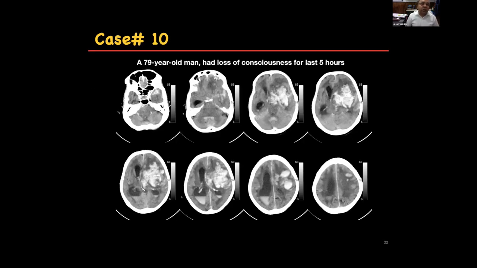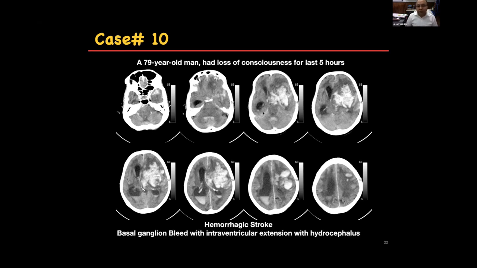This is a 79-year-old man who presented with loss of consciousness. Whenever you see a case of hemorrhagic stroke, the aim of imaging is to confirm the diagnosis, plus know the extent of hemorrhage, whether this patient is a surgical candidate, or whether we can predict the etiology of the hemorrhage. Like in this patient, the hemorrhage is limited to the region of the basal ganglia with intraventricular extension, causing midline shift and hydrocephalus. So this is a classical presentation of hemorrhagic stroke because of hypertensive bleed, which is causing descending transtentorial herniation and midline shift.